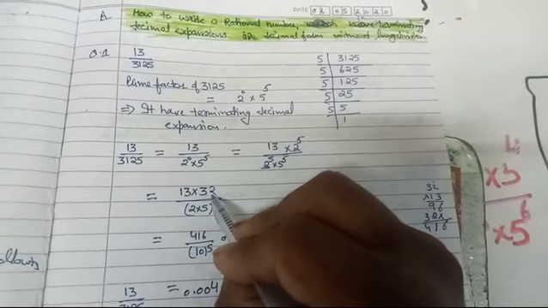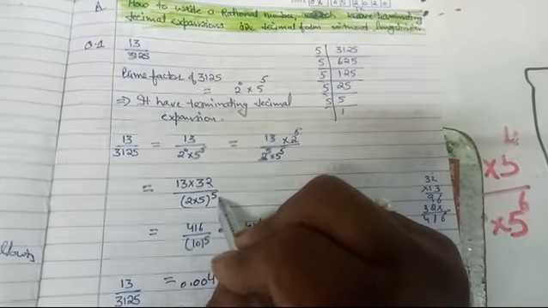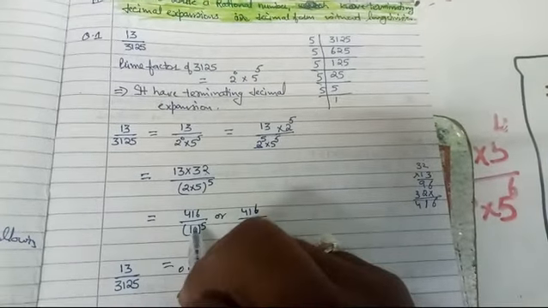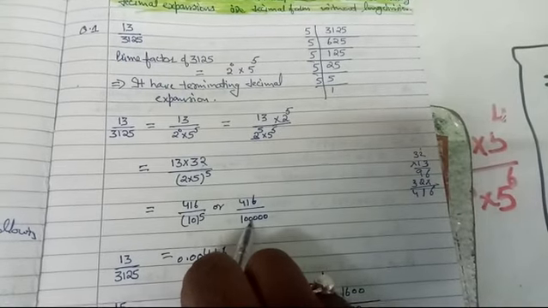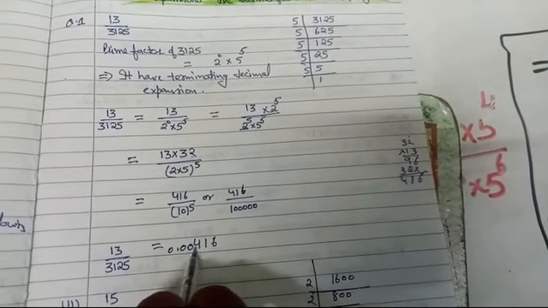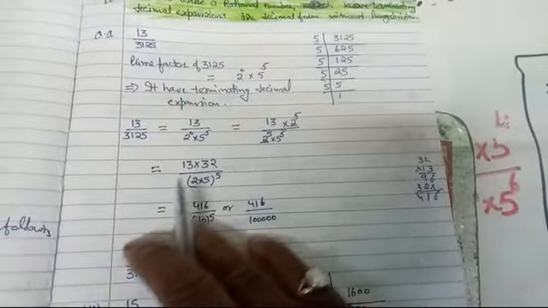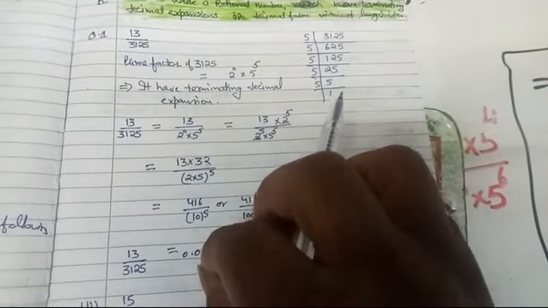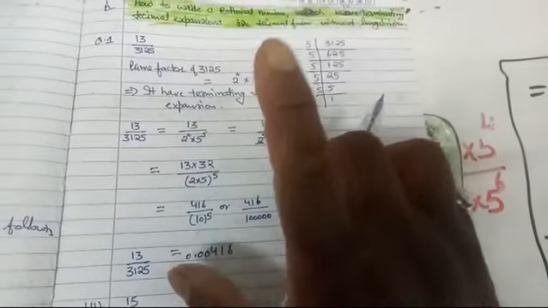So by this I got 2 raised to power 5 is 32. So 13 into 32 upon 2 into 5 raised to power 5, and then it becomes like this. And now 5 places, 1 2 3 4 5, so 46 and 1 2 3 4 and 5. So in this way we can write the numbers in decimal form without long division, only in case of rational numbers, not in irrational numbers.